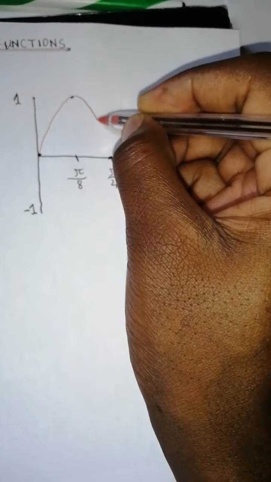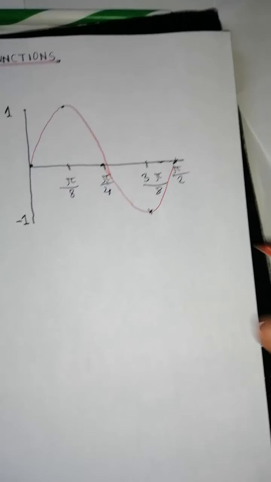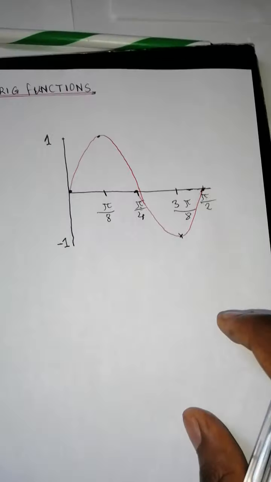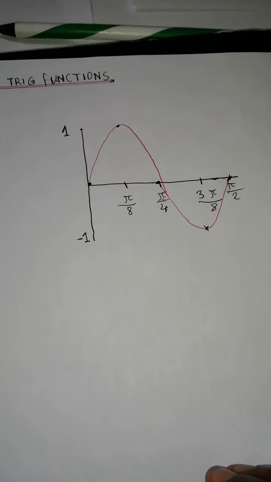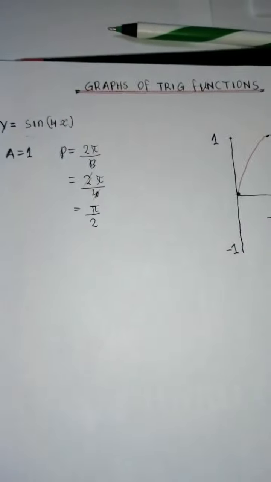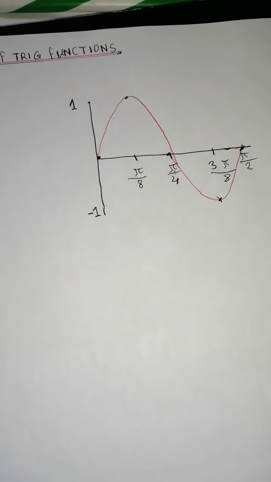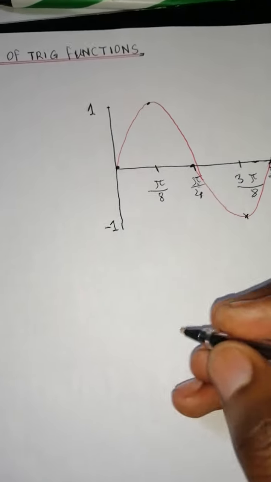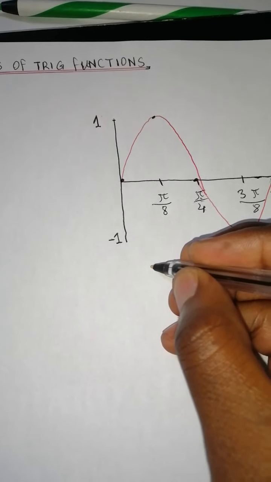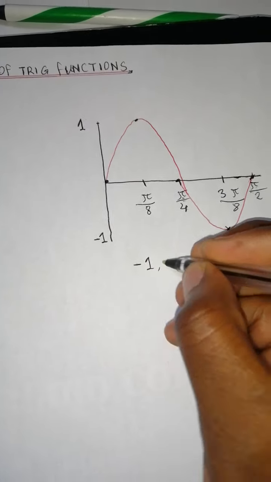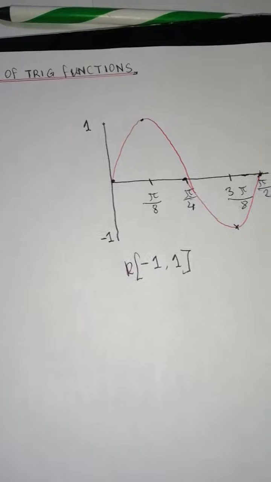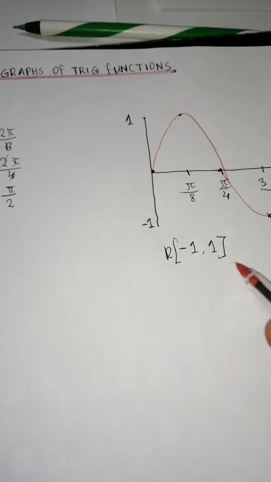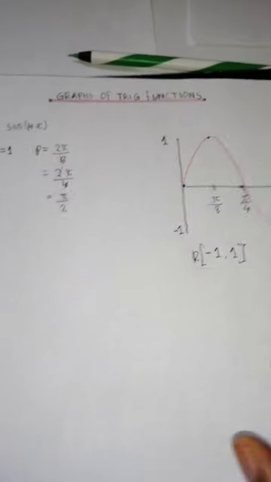Just to be a smooth graph. Okay, I'm not accurate. So the graph will look something like this. So that's how you can plot this sine function. If you want to find the range, the range will be from -1 to +1. So that's the range.